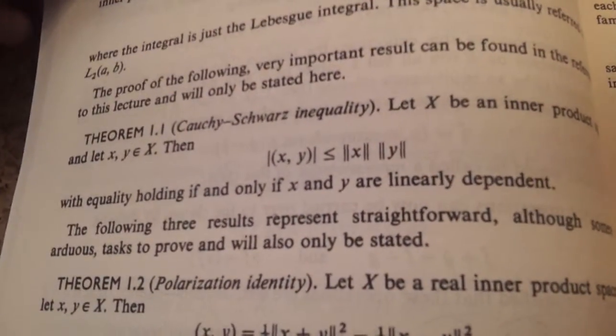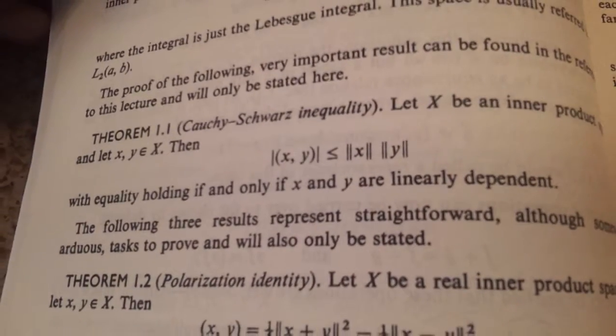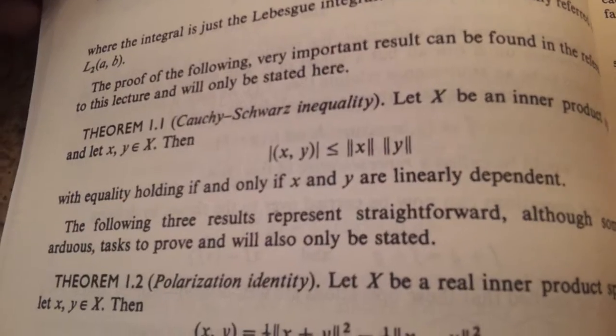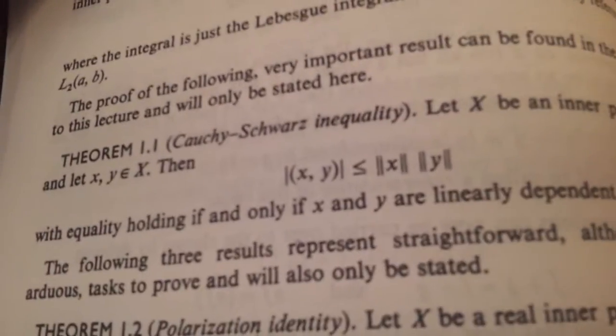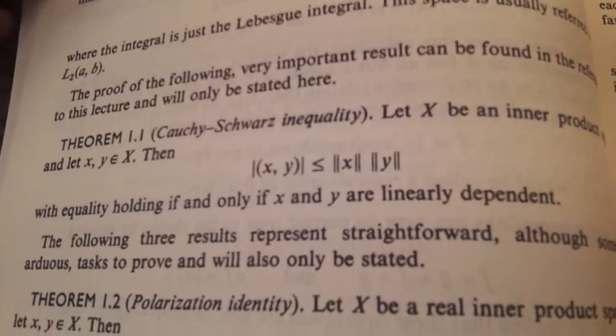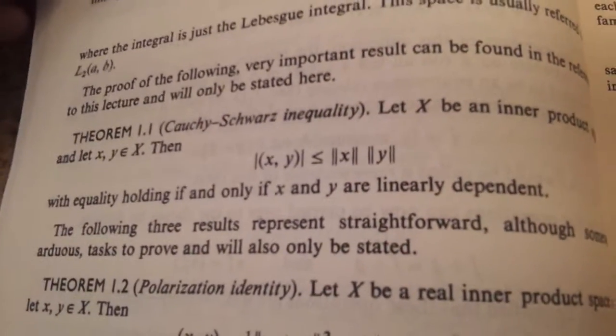And from here you take the norm, you take the magnitude of the inner product of x and y, and you know that that's less than or equal to the magnitude of the norm of x times the norm of y.